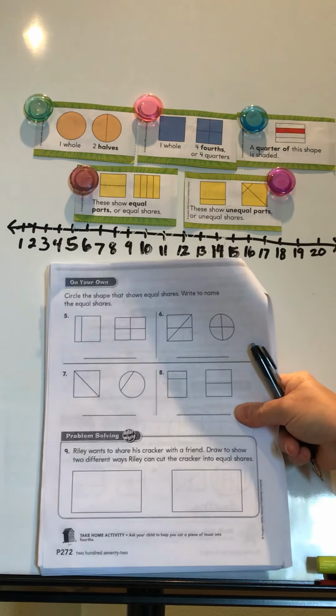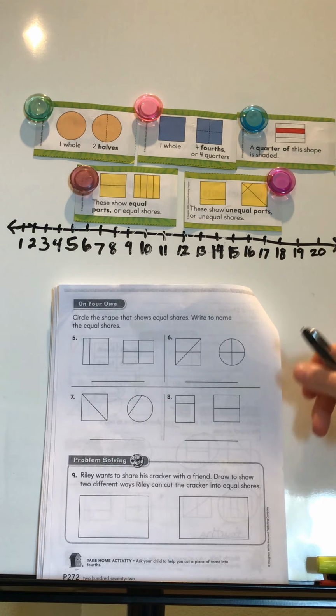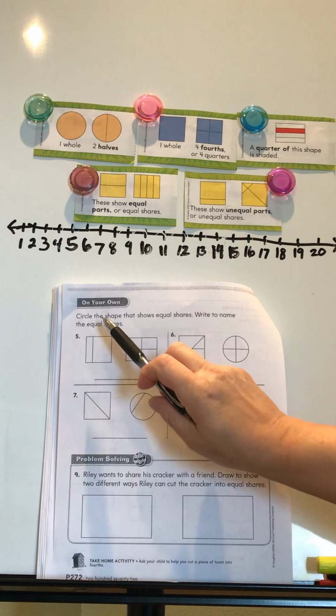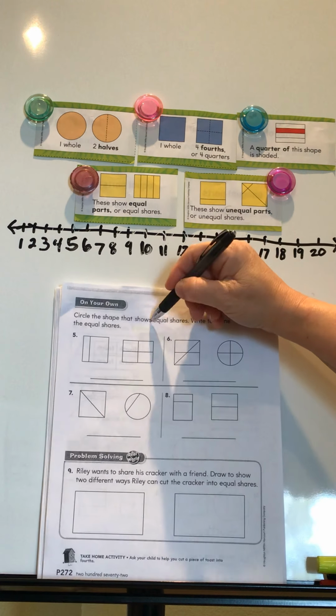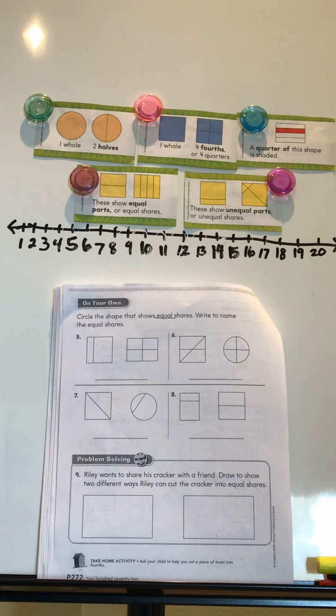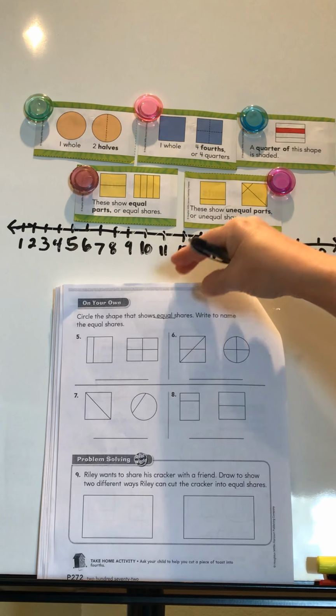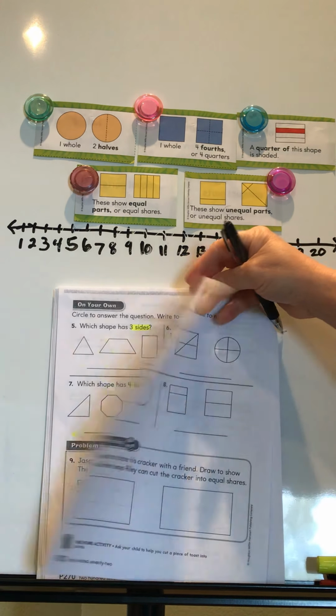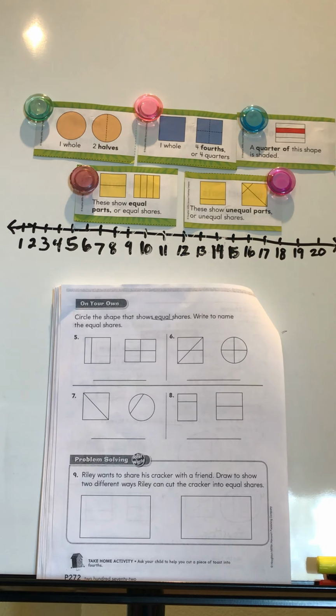Okay, on the back of this page on 272, you're going to do again the same thing. Circle the shape that shows equal shares, write the name. So is it showing halves or fourths? If you don't remember how to spell it, go back and look on the previous page. So circle the one that has equal parts.